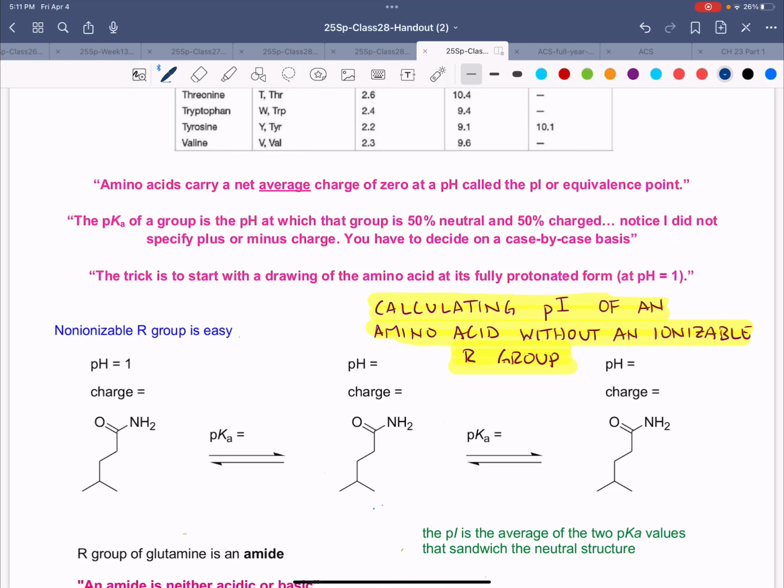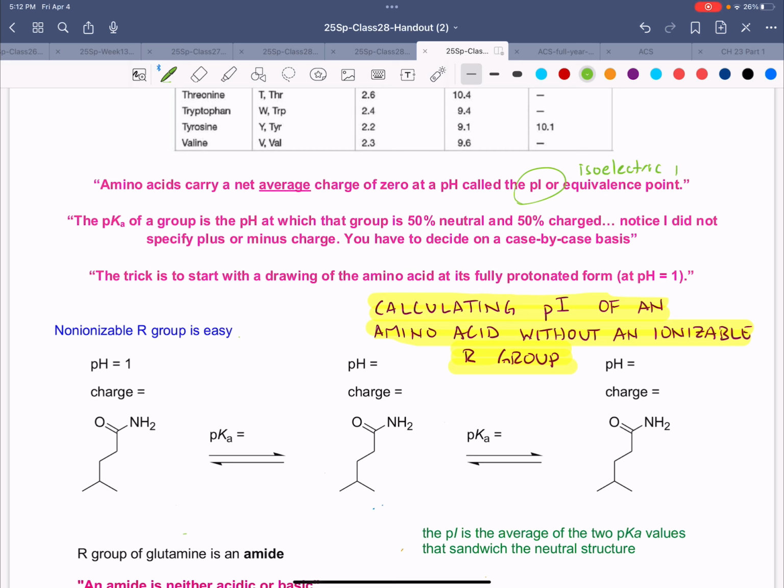Hello. In this video, I'm hoping to demonstrate calculating the pI of an amino acid without an ionizable R group. Let's take this one step at a time. Let's talk about the pI. The pI here is also called the equivalence point. Some people call it the isoelectric point. I guess that's what the I stands for, actually.